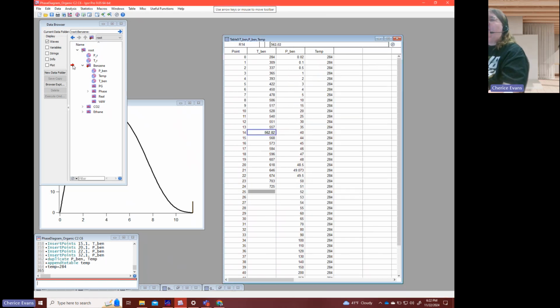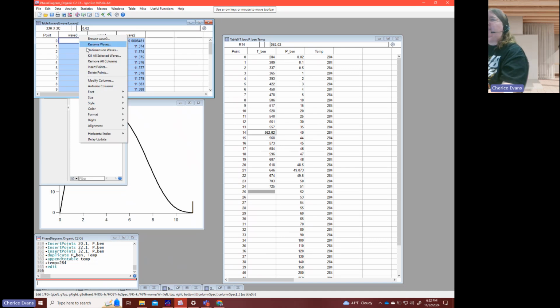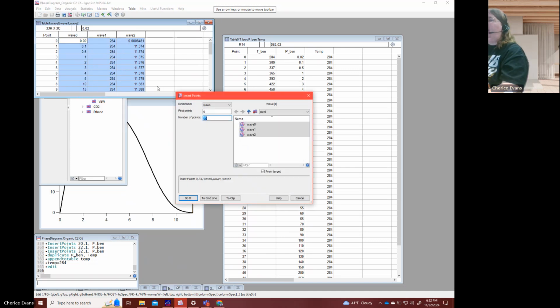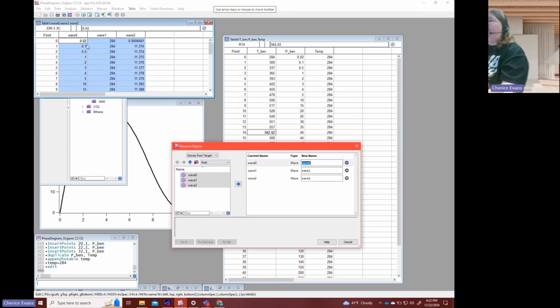Now I want this to go into the real gas region, so I'm going to create a new table and paste all three of those waves into the new table. I'm going to rename them. This is pressure 284 Kelvin, temperature 284 Kelvin, and density 284 Kelvin.